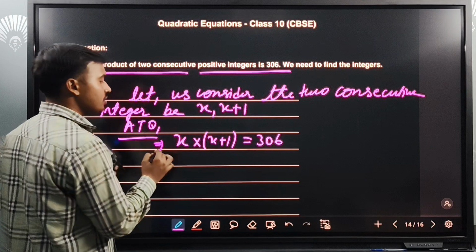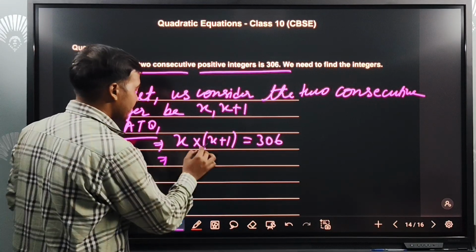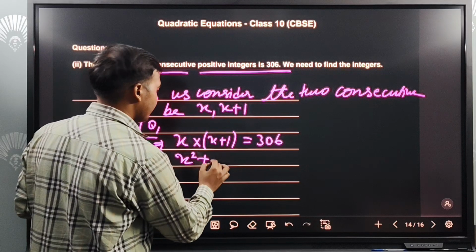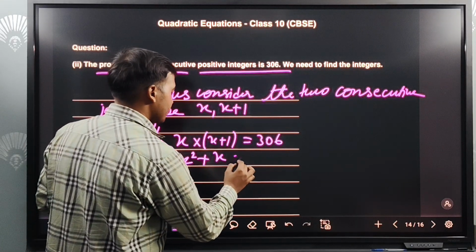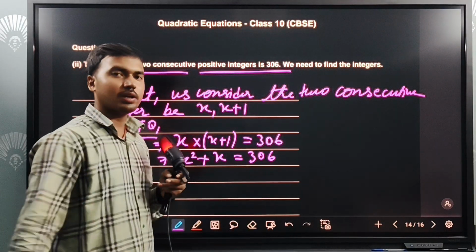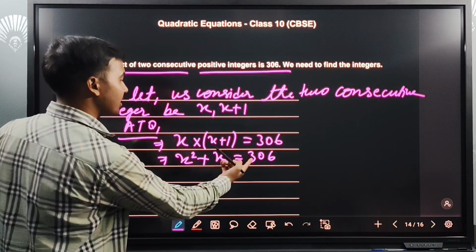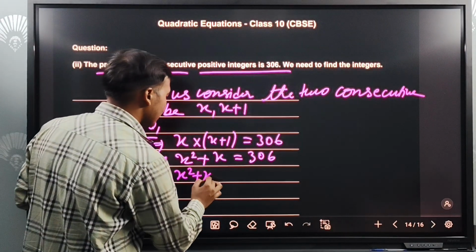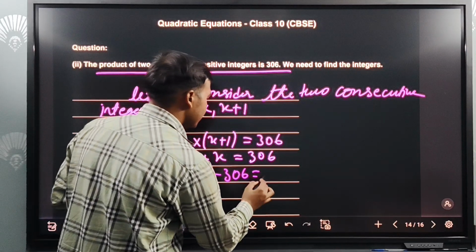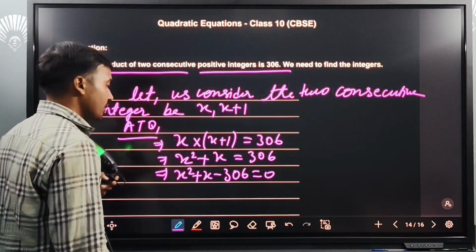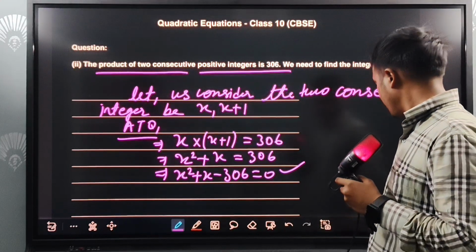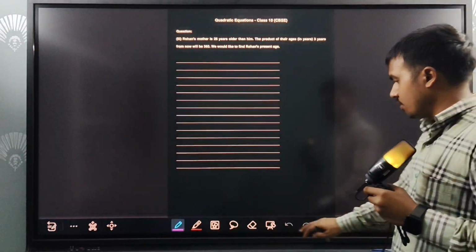On solving this, we get x multiplied by x, which is x square, plus x multiplied by 1, which is x, equals 306. In the next step, we bring this 306 to the left hand side. So we get x square plus x minus 306 equals 0. This is the required quadratic equation for the question. Okay, moving towards the next question.